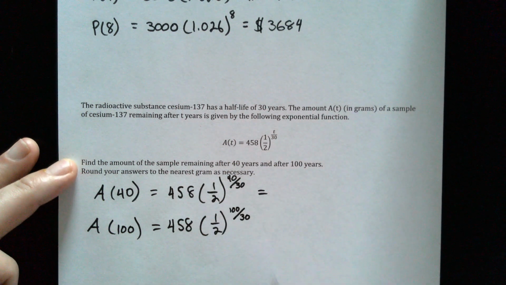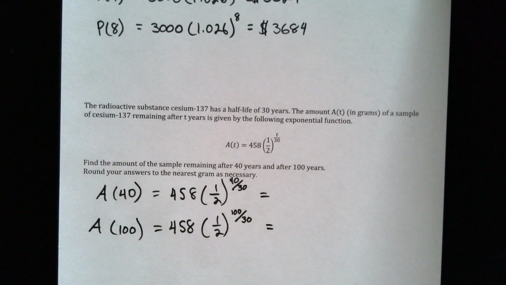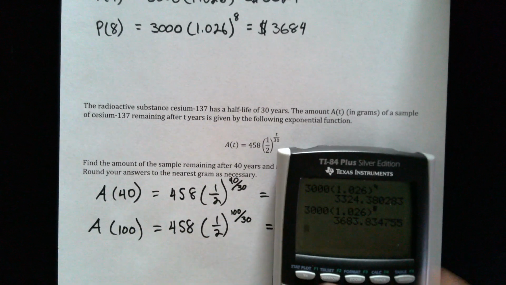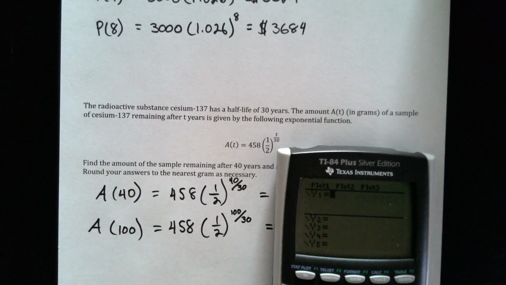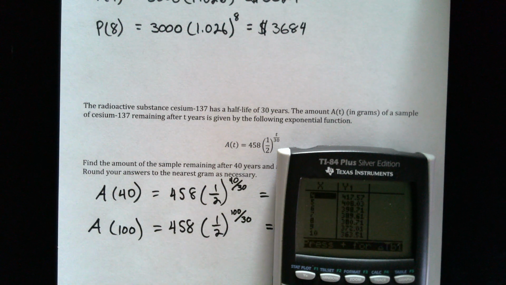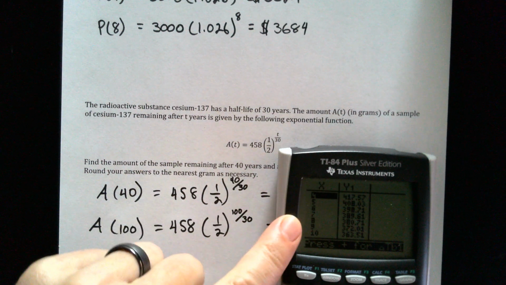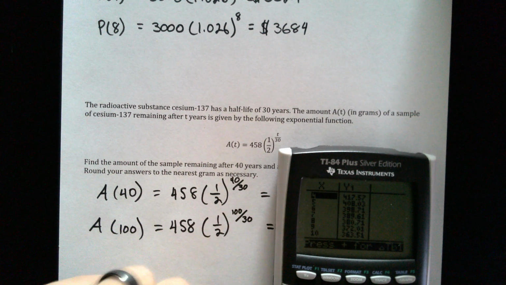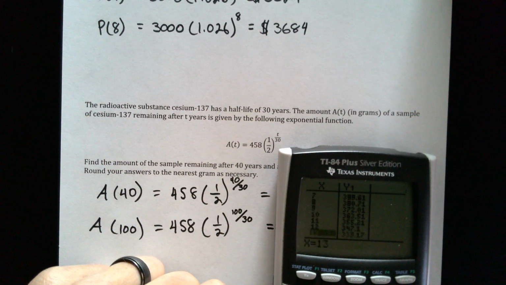Let's go to the calculator again. I'm going to go to y equals, delete what we have in there, and type in our new one: 458, parentheses, 1 over 2, raised to the power of x over 30. That is the function that we have. Now I can go to my graph or my table, but notice I'm going to have to do a lot of scrolling down to get to the one I want, which is just fine. If you hold down the button, you get there pretty quickly.